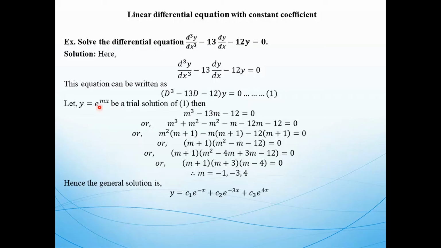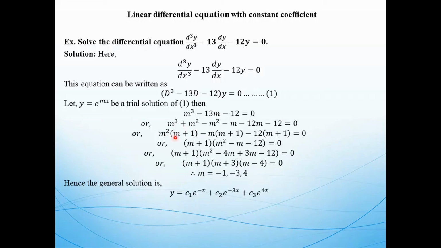Now let y is equal to e to the power mx be a trial solution of equation 1. Then we can find the auxiliary equation of equation 1 as m cube minus 13m minus 12 is equal to 0. Now we write m cube plus m square minus m square minus m minus 12m minus 12 is equal to 0.